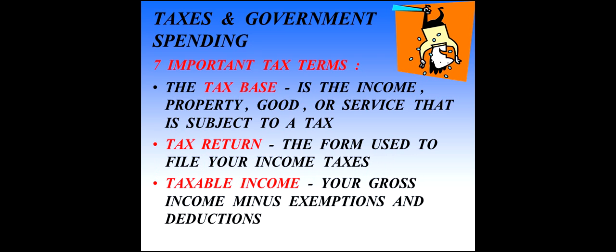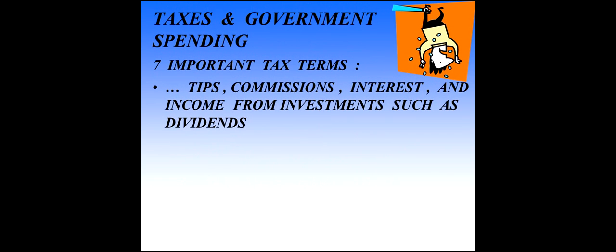Taxable income. This is your personal or business gross income minus the exemptions and deductions that are permitted by law. And gross income is the salaries, wages, tips, commissions, interest, and income from investments, such as dividends.